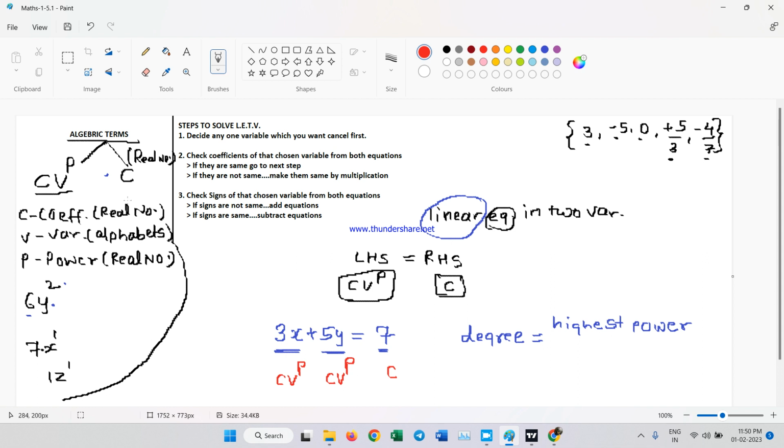Like I told you, there are only two types of algebraic terms: CVP and C. All right, now you will ask, what is the power? Like I explained in one of the examples, this x was not having a power initially, so by default we accepted the power as 1. In the same way, this x is not having a power, this y is not having a power, so by default we will accept the powers as 1.